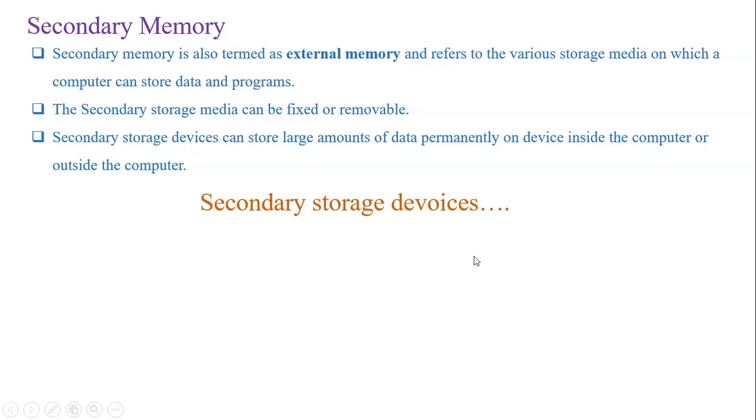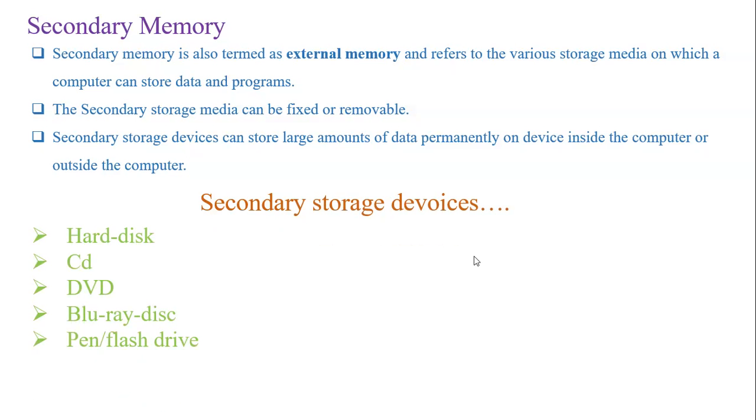Here some of the secondary storage devices are hard disk, CD, DVD, Blu-ray disc, pen drive or flash drive, and memory card. These are examples of storage devices, or secondary storage devices. Now let us study one by one what these memories are, what their functions are, what they do and how we can store data in them.